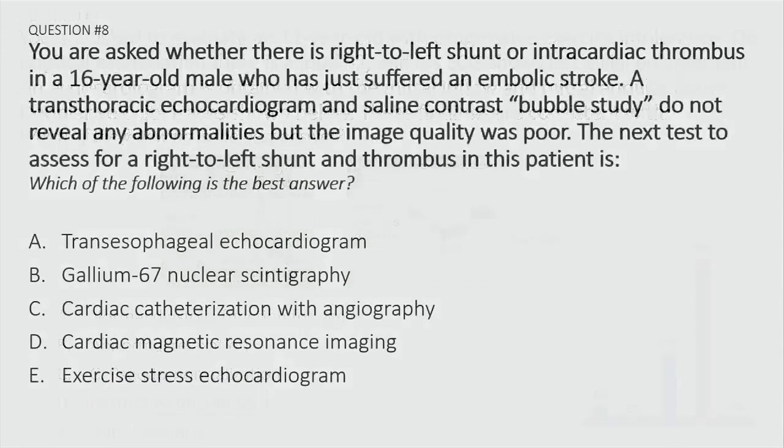Next, you are asked whether there is a right to left shunt or intracardiac thrombus in a 16-year-old male who has just suffered an embolic stroke. A transthoracic echocardiogram and saline contrast bubble study do not reveal any abnormalities, but the image quality was poor. The next test to assess for a right to left shunt and thrombus in this patient is A, transesophageal echocardiogram, B, gallium-67 nuclear scintigraphy, C, cardiac catheterization with angiography, D, cardiac magnetic resonance imaging, E, exercise stress echocardiogram.